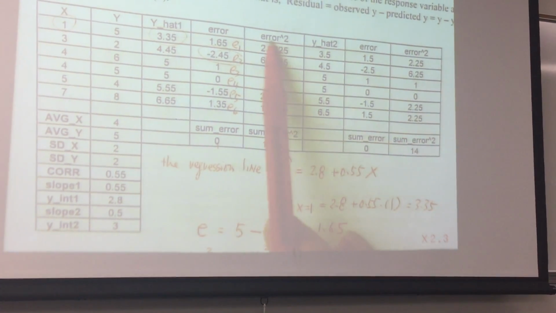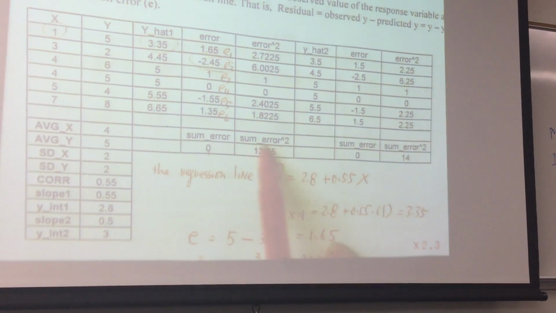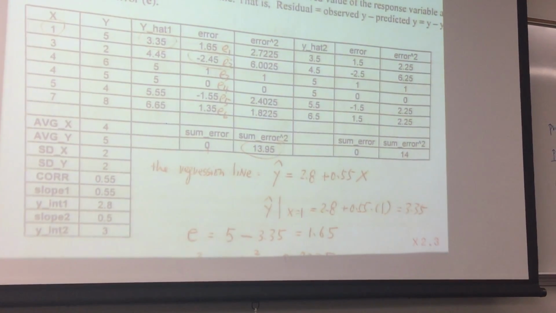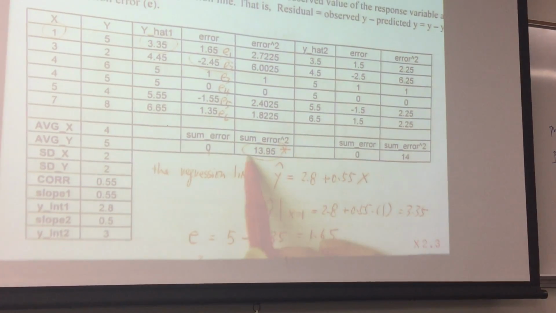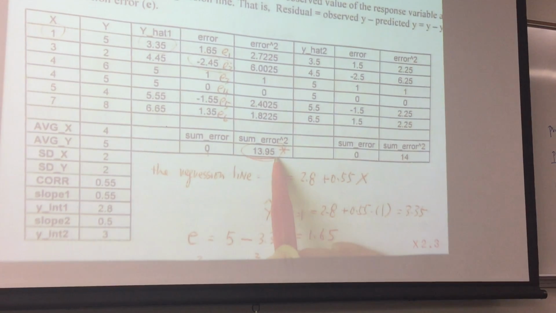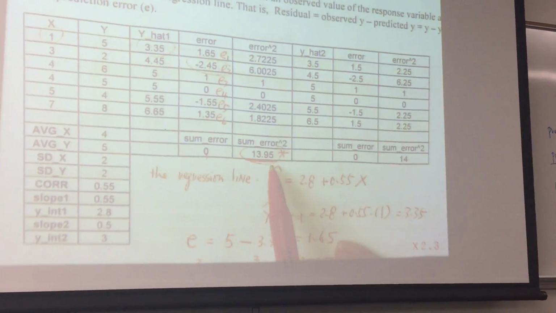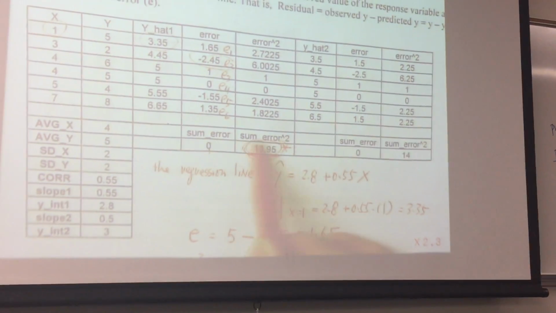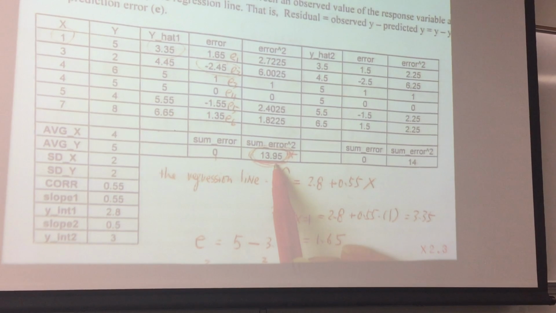And what is the prediction error squared? You square everybody and add them up, and you get 13.95. Now, this number is very important, in the sense that this is the proof of why the least squares regression line is the best prediction line, because it has the smallest overall prediction error squared. And that number in this data set is 13.95.